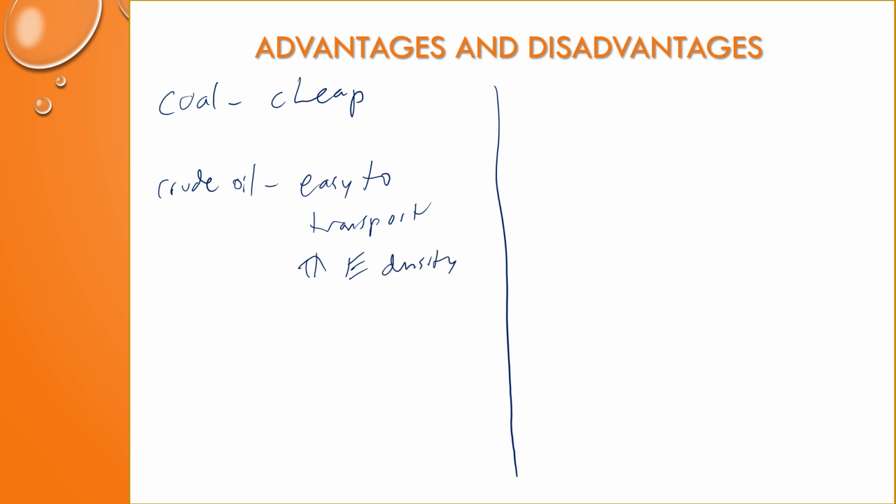And then for natural gas, it burns the cleanest of the three. And natural gas, if you get it like pure methane, it's not going to contribute to acid rain.